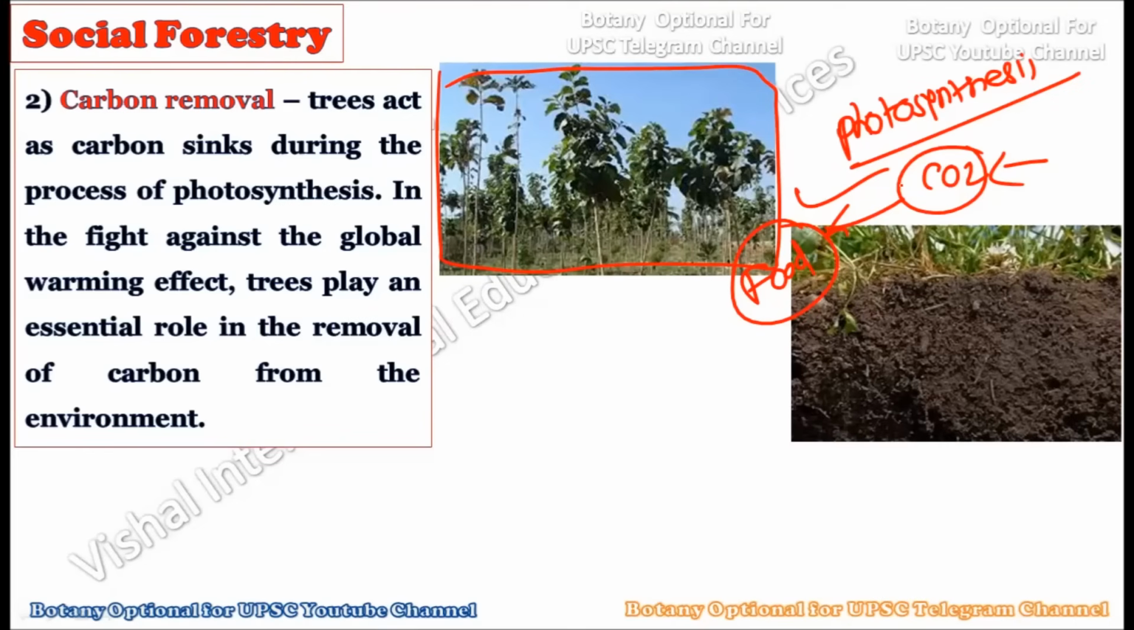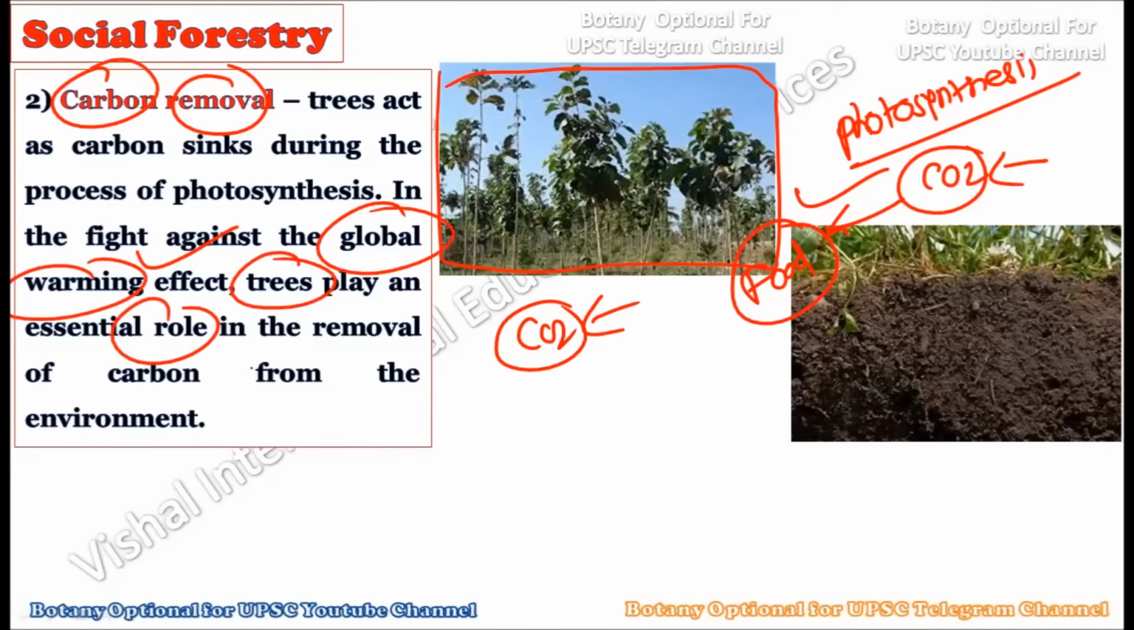Okay, because if the concentration of CO2 increases in the air, it will be harmful from every aspect of life. Okay, so basically in the process of photosynthesis, if you plant more and more trees in the social forestry program, it can do more photosynthesis, it can absorb more CO2, and due to the absorption of more CO2, the carbon is removed from the atmosphere. Okay, now in the fight against the global warming effect, the trees play a very essential role by removing the carbon from the environment. So basically, removing the carbon from the environment will ultimately result in the reduction of global warming.